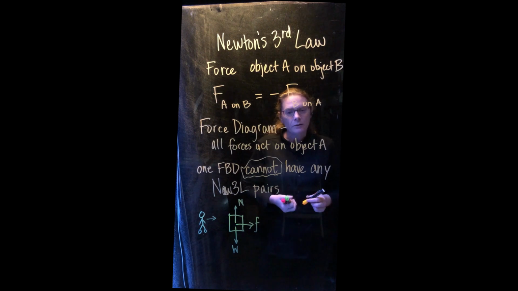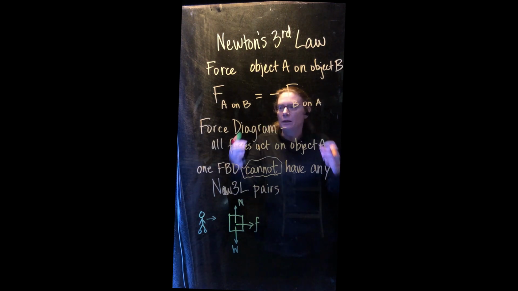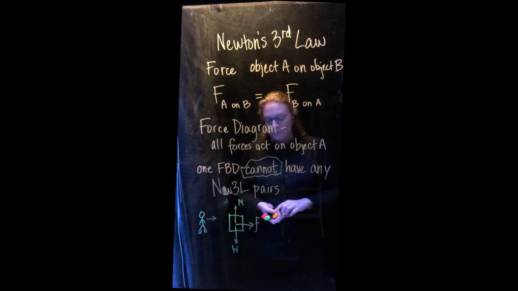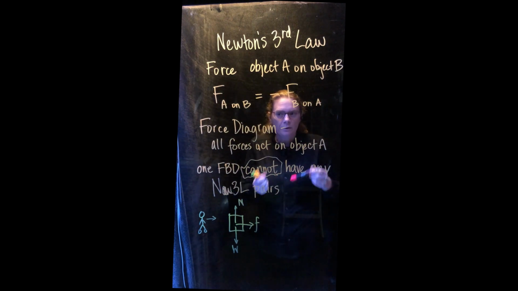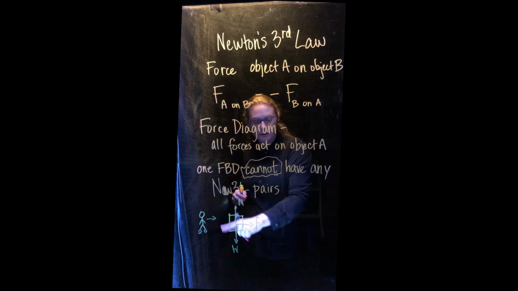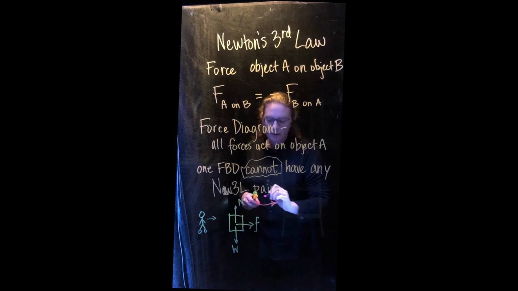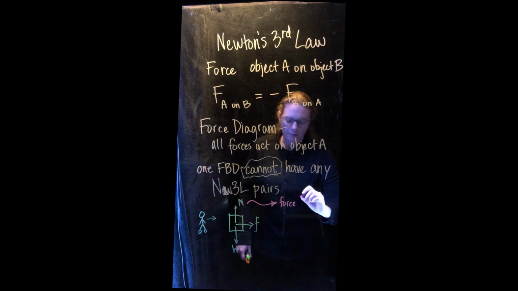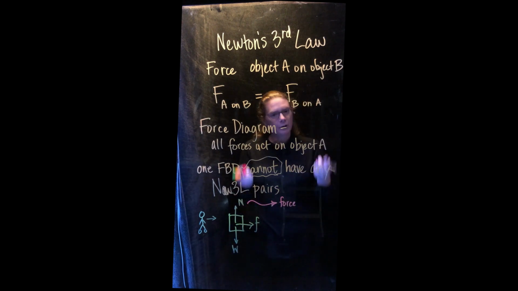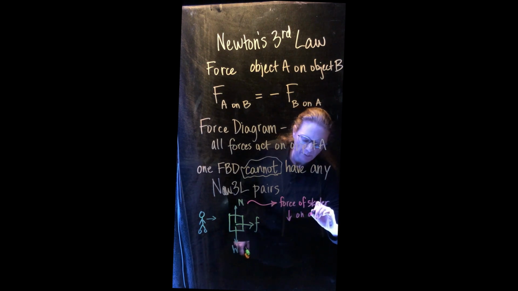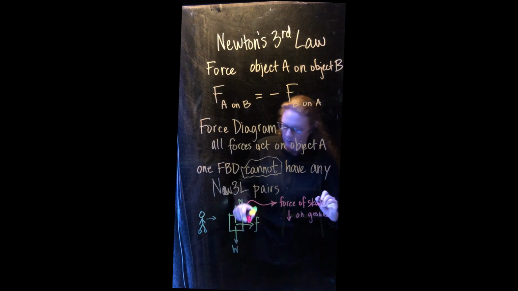So for every force, there is a third law pair, because a force is A on B, which means there has to be an equal and opposite B on A. So for every force, you should be able to think about what is the third law pair. But they never go on this force diagram. So the third law pair for the normal force, well, the normal force is the ground pushing up on the skater. So it's the force of the skater pushing down on the ground. That would be the third law pair to that normal force.